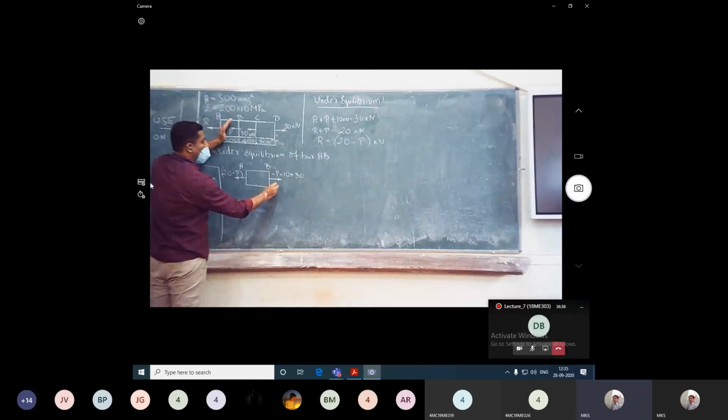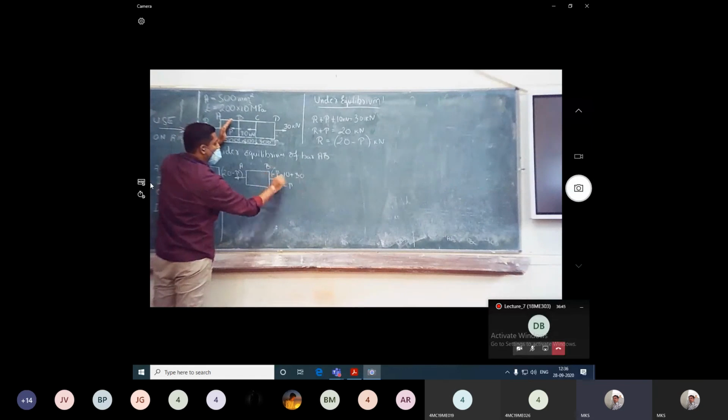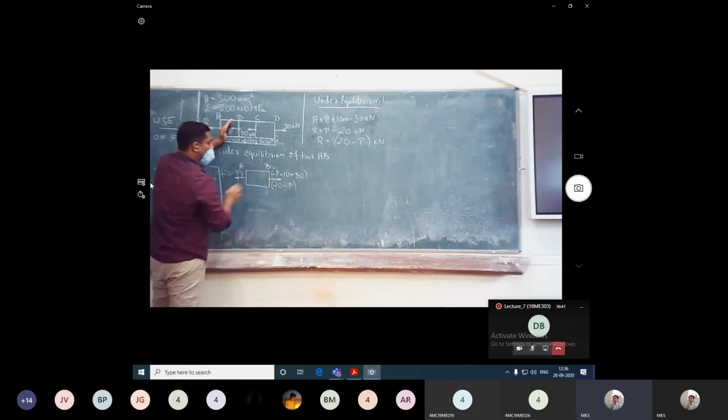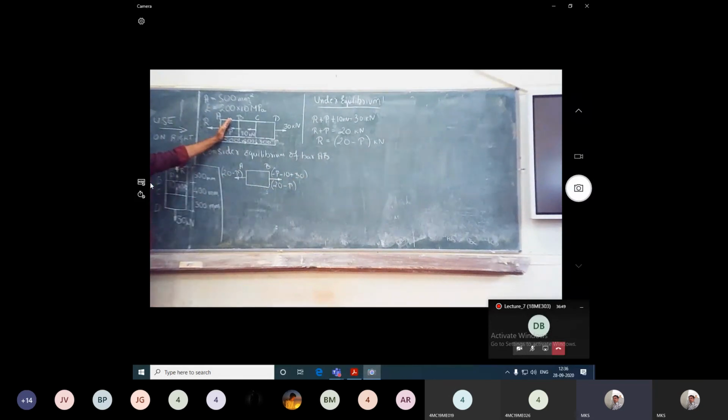So what is the total? It is 20 minus P. When you subtract this, it will be 20 minus P. Right? So this is the equilibrium diagram for AB. So now you draw them. So you'll consider this as section 1. Section 1.